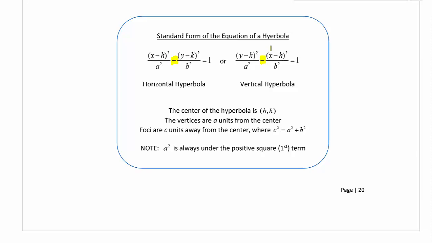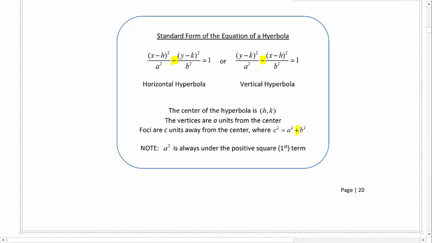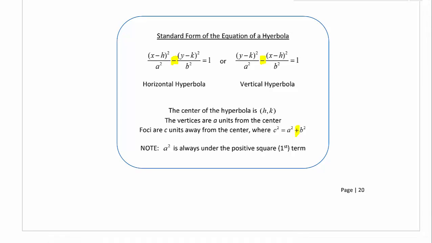The vertices are a units from the center. The foci are c units away from the center, but this time c squared is equal to a squared plus b squared. So it's the opposite. I mentioned that in my ellipse video. If you have a minus in your equation, you're going to have a plus in your c squared formula.